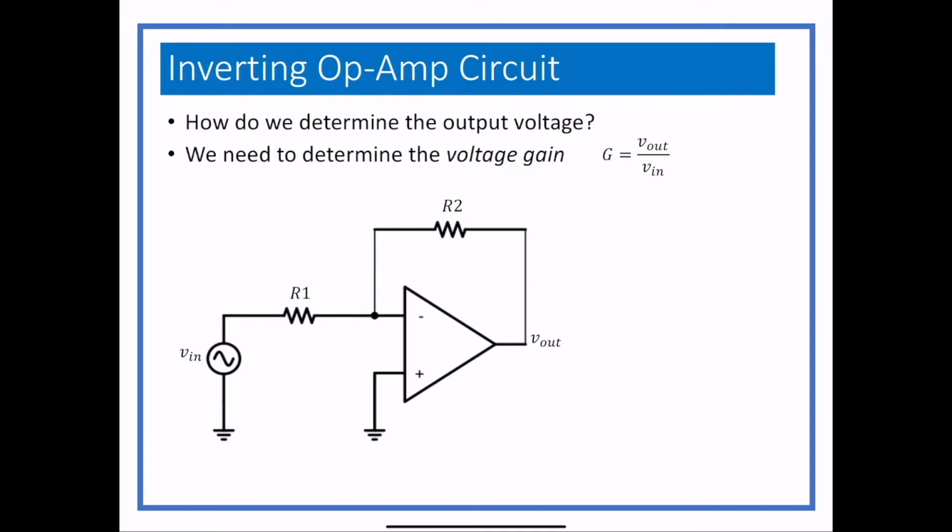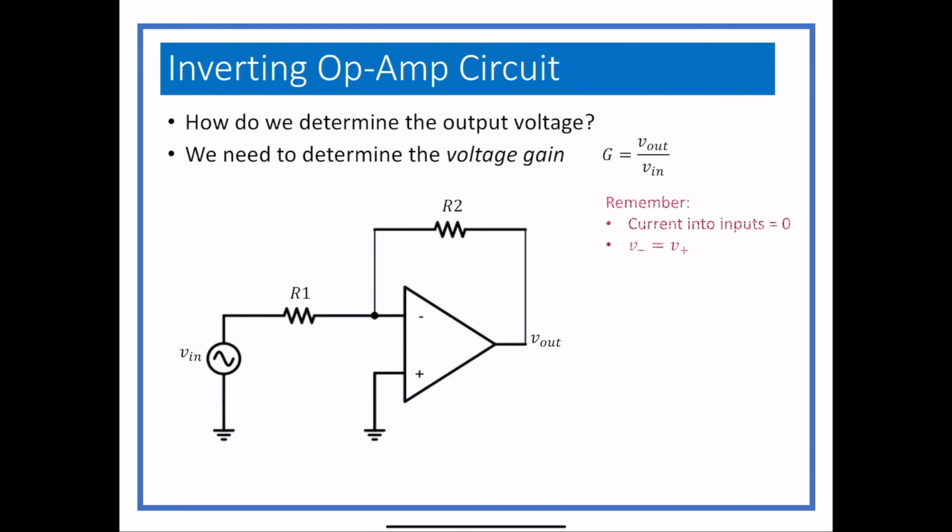The only time you would ever take V out and divide by V in is if you're in the lab and you make a measurement, you measure V out and you know what V in is, and you determine what the gain is from that and see if it matches what you expected it to be. So analytically, we don't solve for V out in these circuits. We just find a way to figure out the gain without that.